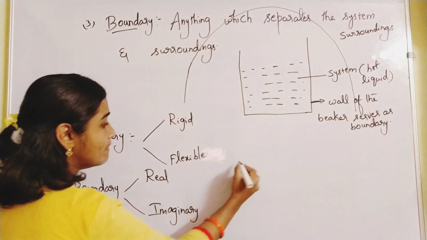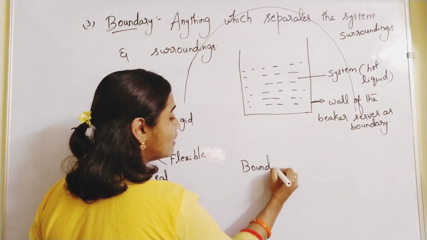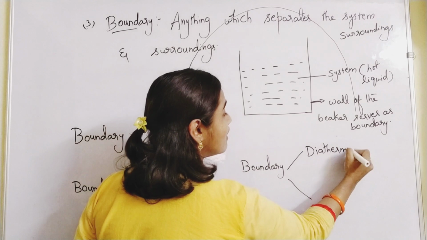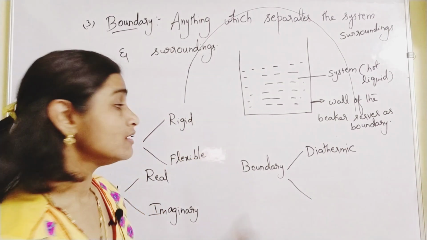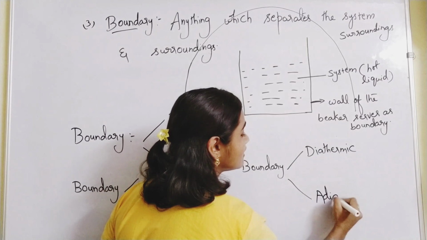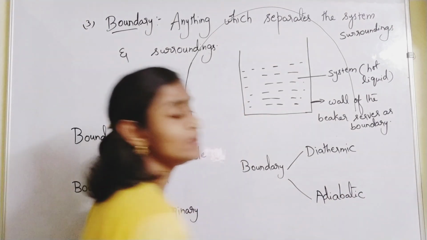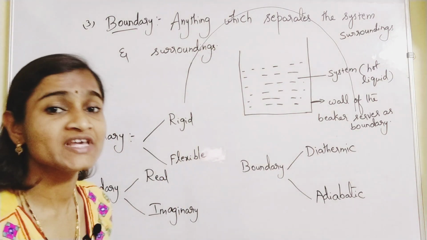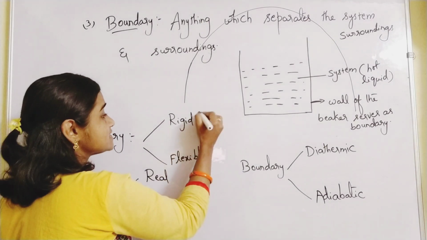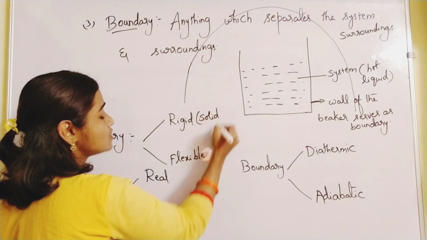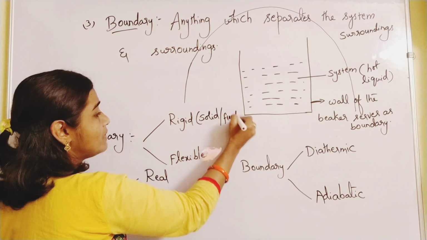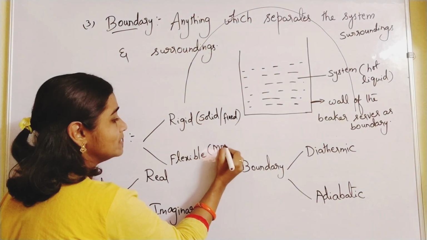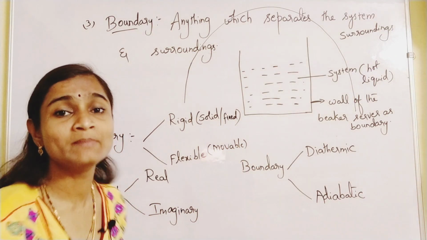And boundary can be diathermic and adiabatic. So boundary can be of different types. It can be rigid. Rigid means fixed, solid, a fixed boundary. And flexible means movable. You can understand it like this: flexible or movable boundary.